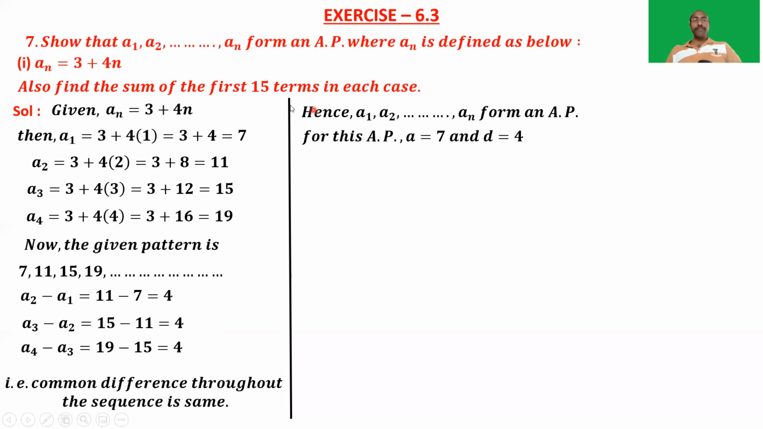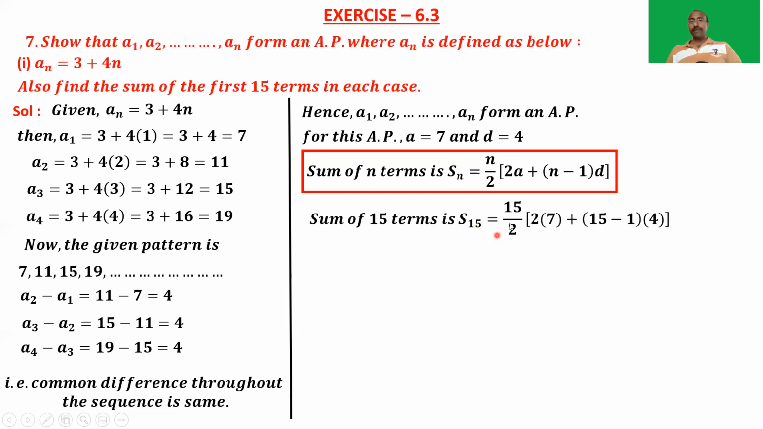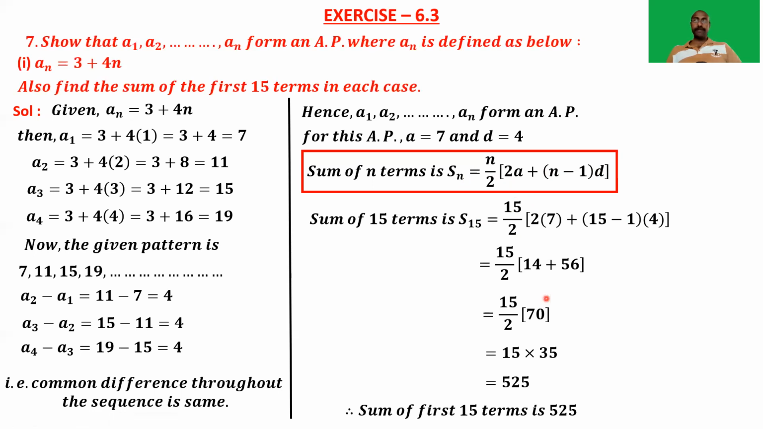And here we need to find the sum of the first 15 terms. And we know the sum of the first n terms is Sn is equal to n by 2 into 2a plus n minus 1 into d. So we need to substitute n is equal to 15, a is equal to 7, d equal to 4. That is S15 is equal to 15 by 2 into 2 into 7 plus 15 minus 1 into 4. So by simplifying this one, we get 15 into 35, which is equal to 525. So the sum of the first 15 terms is 525.